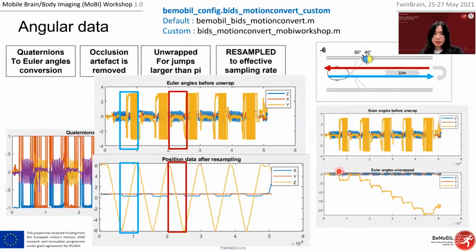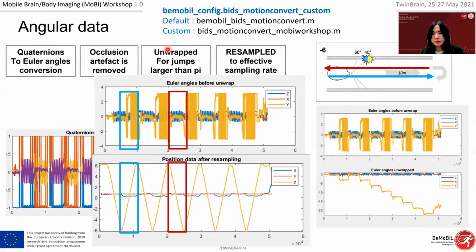And if you unwrap, then you can see nicely that the participant turned this way and then turned the other way and then kept turning in one direction, like they were doing this turn over and over again. Every time you see this vertical line here, they are changing their heading, and then the heading is maintained, and then they turn again and the heading is maintained. So for processing angular data, we first convert them to Euler angles, and then occlusion artifacts are removed.